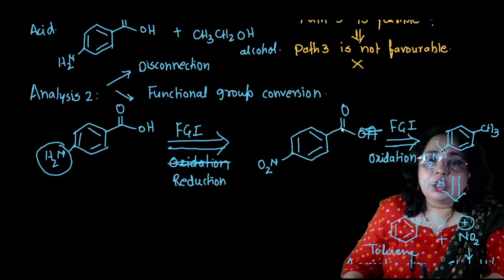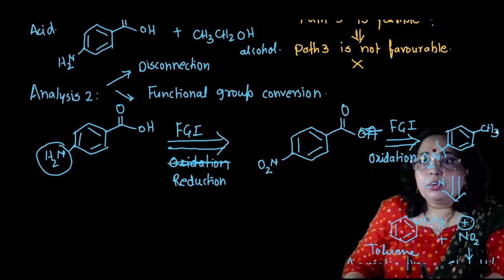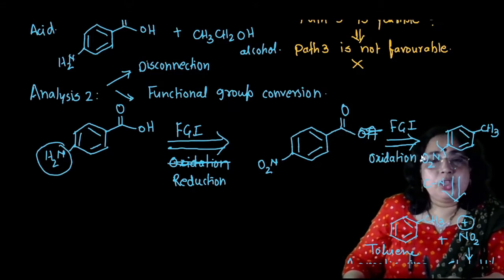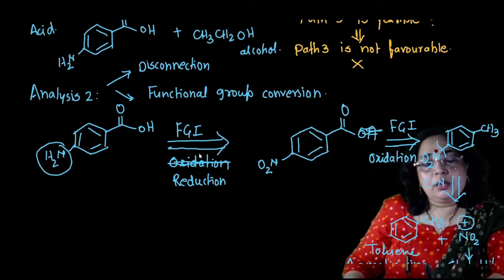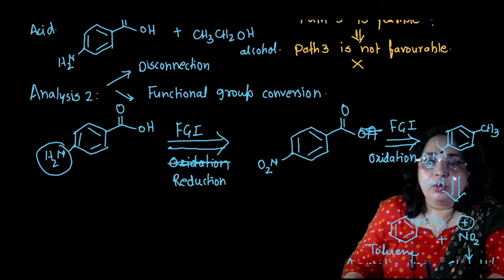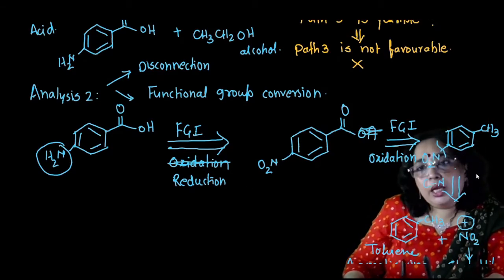So this is the functional group, COOH, converted into CH3. Now if I put an oxidation on this arrow, it means the oxidation of the CH3 group into COOH. So here the FGI is a very important concept. We are going to apply it in many cases.